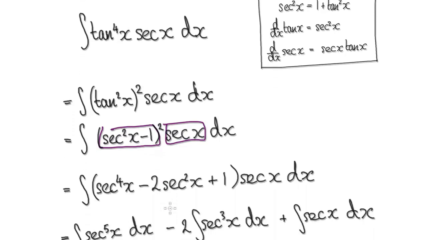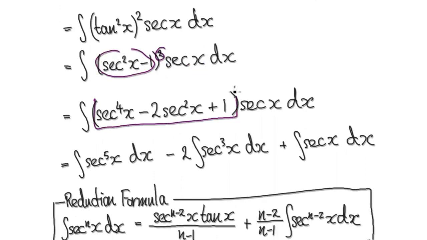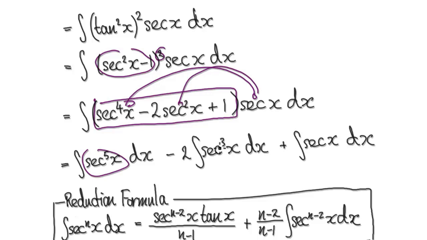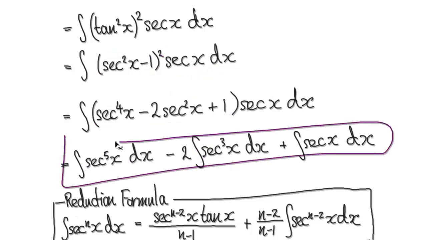So, hang on. So now you've got this thing squared. So when you square it, it will then give you this. And then this times this, that's to the power of 5. This times this to the power of 3. This times this to the power of 1. So that will then take you to here. So now we can use the reduction formula.